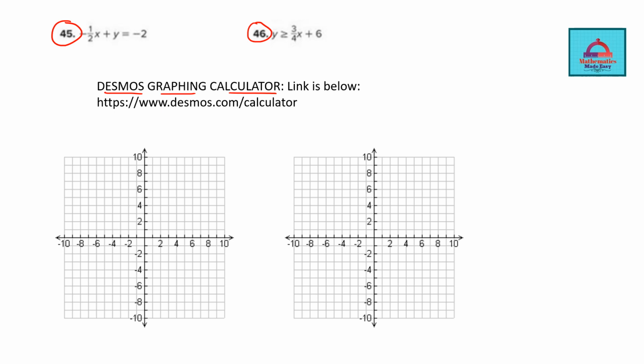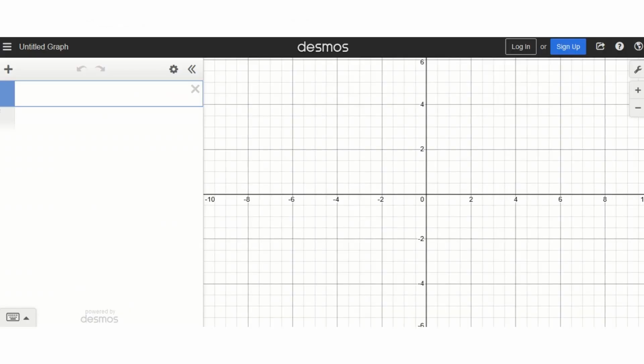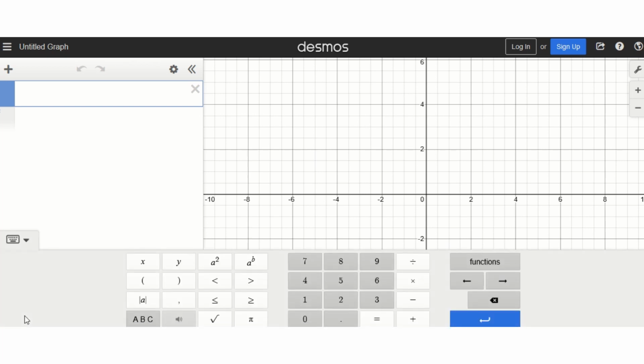So let's go to Desmos now and see how we are doing the graph. So this is how your Desmos graphing calculator screen looks like. Here in this space you will type the equation or the inequalities whose graph you have to make. This is the keypad. You click on the keypad, it will open and then you can type the equation. So we are solving first question 45.